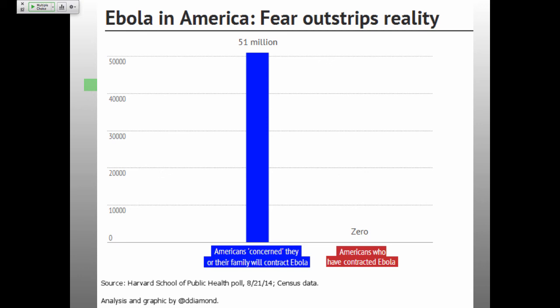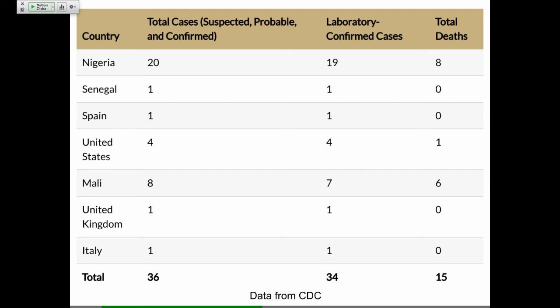So this is getting back to this whole question of the statistics here. So outside of those three countries, Guinea, Sierra Leone, and Liberia, there were other cases which happened, but very, very small, 36 here. Most of those in Nigeria and Mali, which unfortunately also don't have the same kind of advanced healthcare as we have here. All these other cases, Senegal, Spain, the United States, the UK, and Italy, only one death in the US, and again, that was due to someone who was misdiagnosed when they first came in. So very, very, very small numbers.